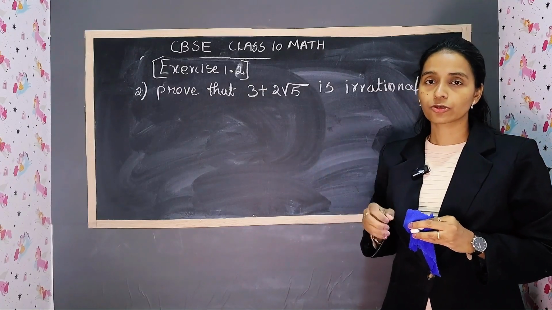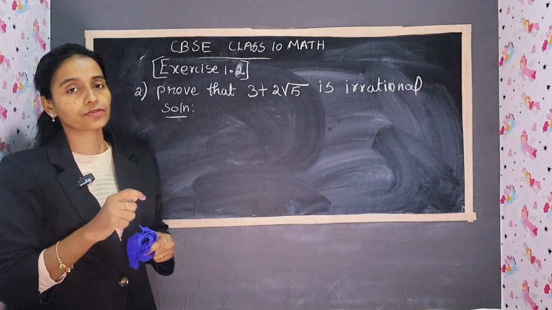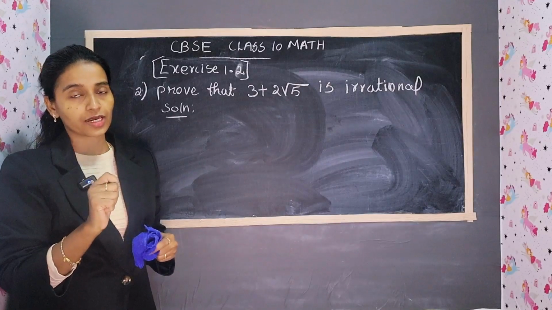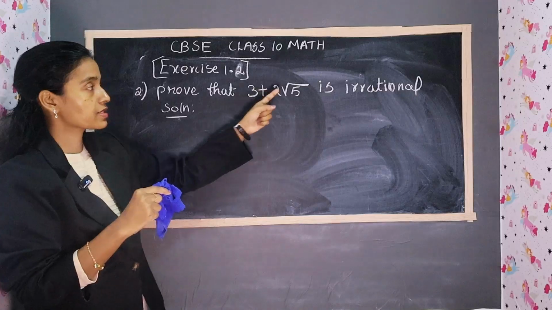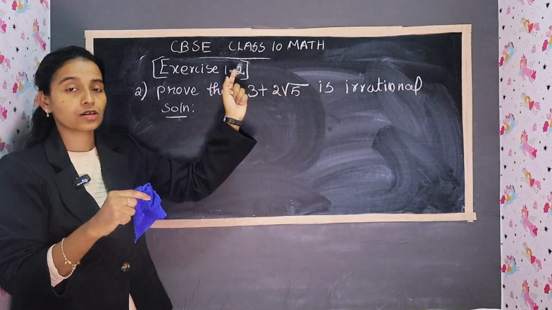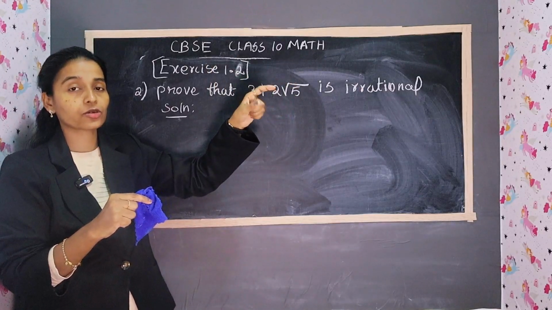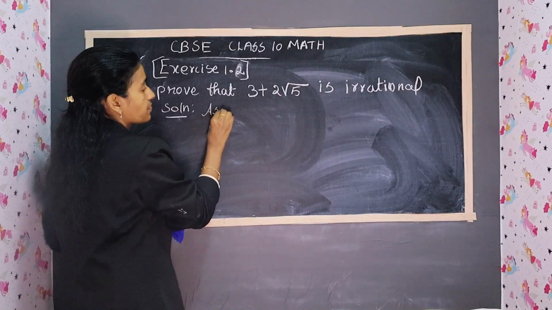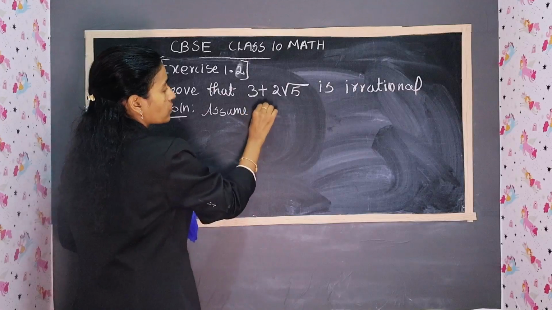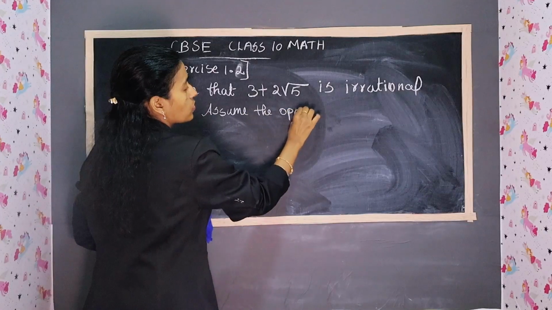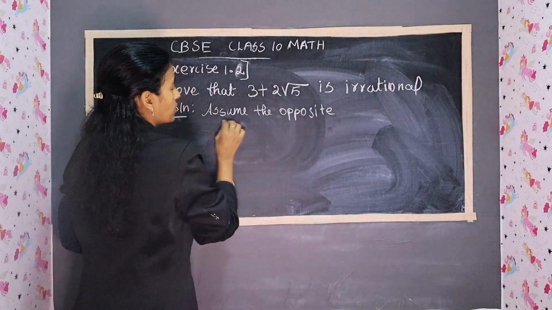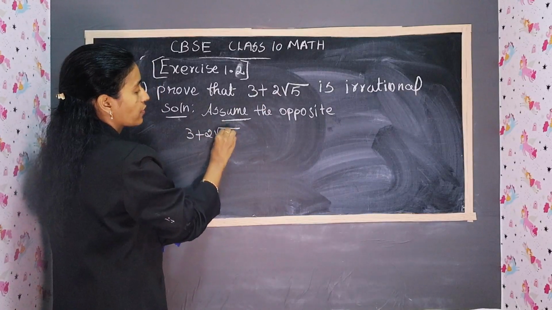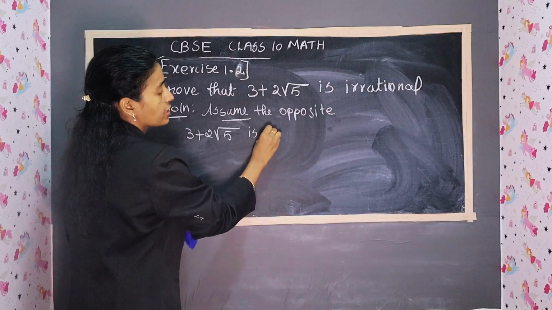Now we can see the solution. For the solution, we will be following several steps. First, step number 1 is assume the opposite. That means here this is irrational, and the opposite of irrational is rational. We are going to assume that only, right? Assume the opposite. That means 3 plus 2 square root of 5 is rational.